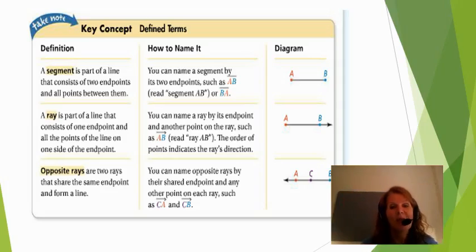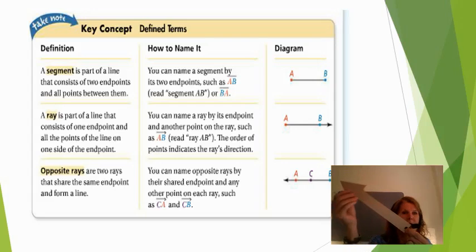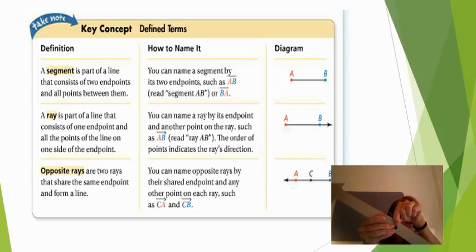A ray is a part of a line where you have one endpoint and it continues on and on in one direction. So here is an endpoint. Again, points have no thickness, but in order for you to see it, I've drawn it with a marker. The ray extends on and on and on in this direction forever and ever, but it does have a defining point where it starts. Opposite rays form a line. One point where they meet, and they go off in opposite directions. It's just another way of saying it forms a line.